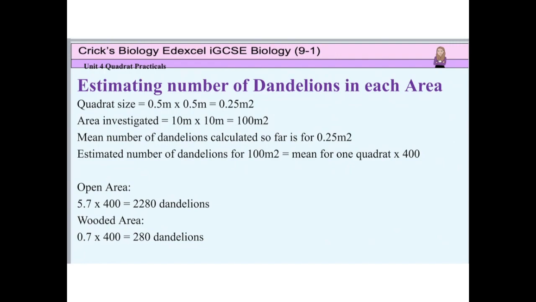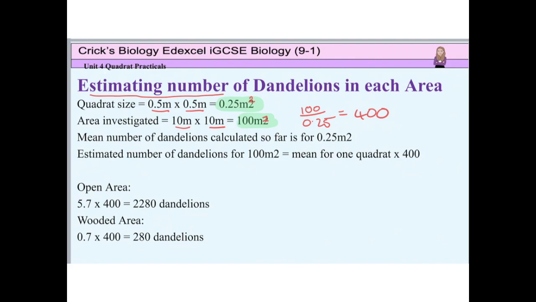We still have to estimate the number of dandelions in each area. So the mean number of dandelions we have calculated so far are for one quadrat measuring 0.5 metres by 0.5 metres, which is 0.25 metres squared. But the area we were looking at was 10 metres by 10 metres, which is 100 metres squared. If you divide 100 metres by 0.25, you get 400. This means that 400 quadrats could fit into this area.